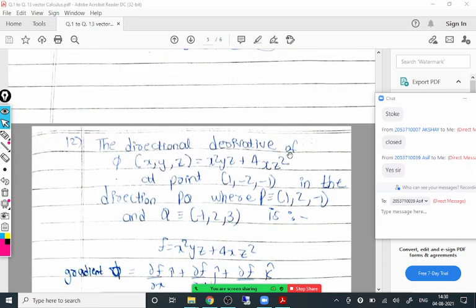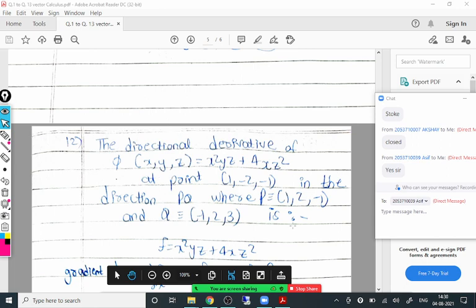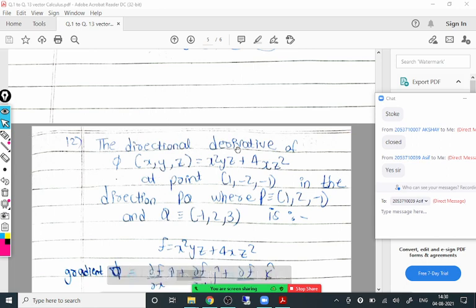Question 12. The directional derivative of phi at the point 1, minus 2, minus 1 in the direction of PQ is. This is one of the examples, a little lengthy calculation. We want a directional derivative, so the keyword appeared again. Directional derivative indicates a gradient only.